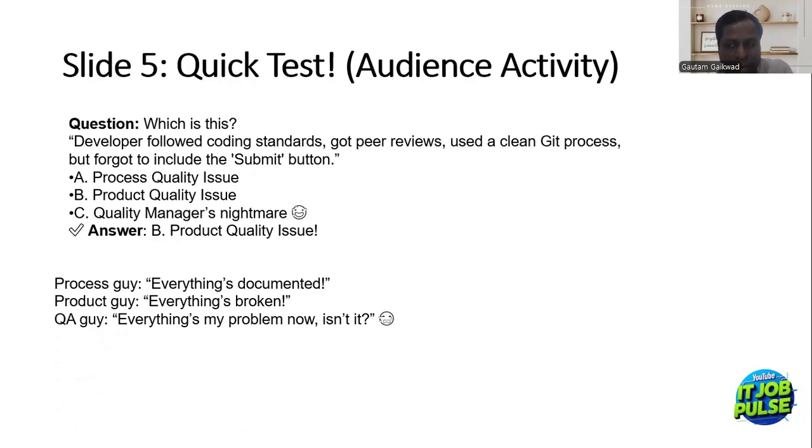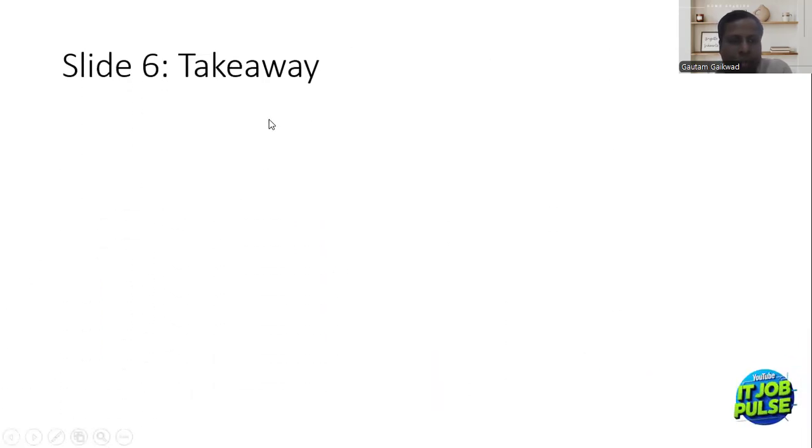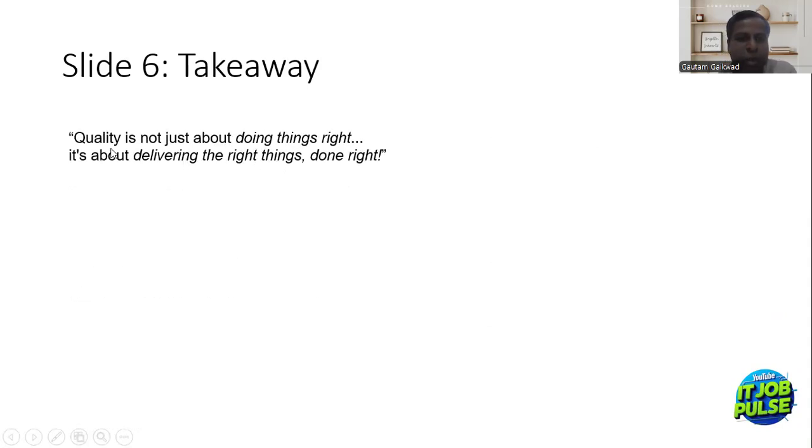We have to make some adjustments with time. That is why the Scrum framework comes into the picture. Now, the final takeaway: quality is not just about doing things right. It's about delivering the right things done right.